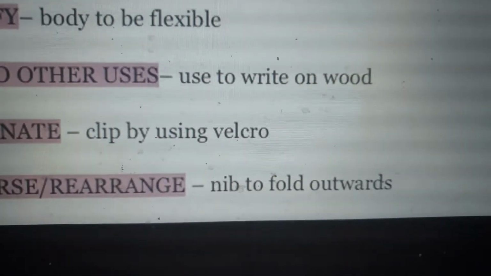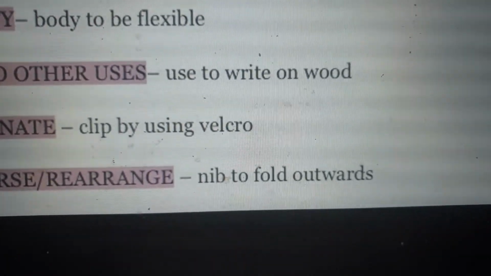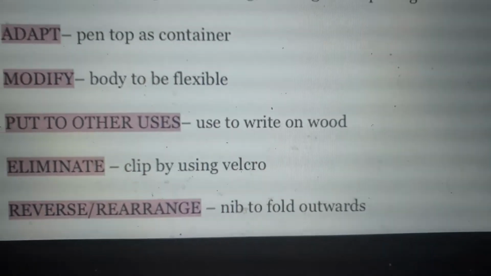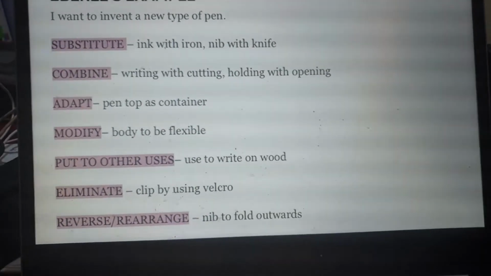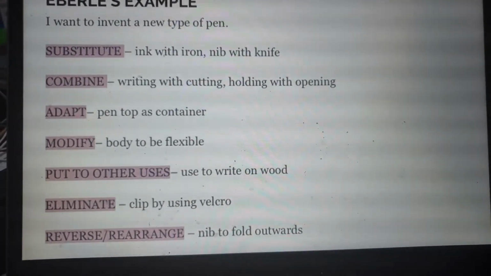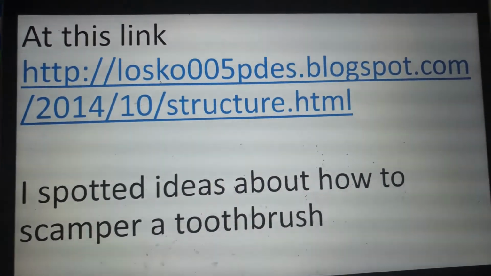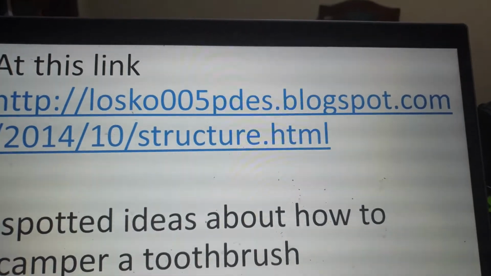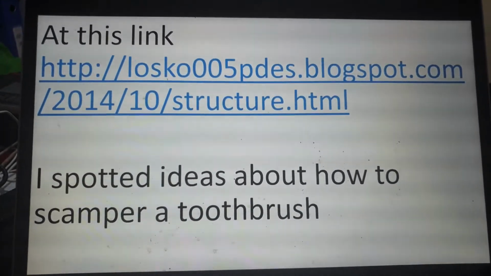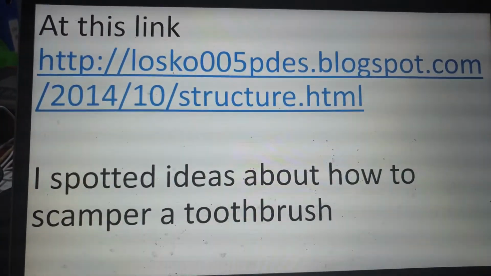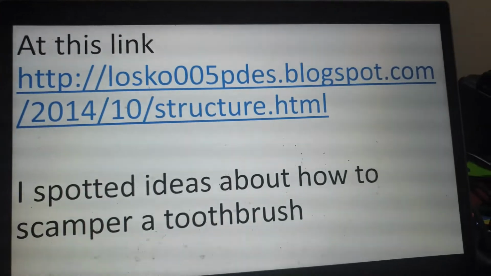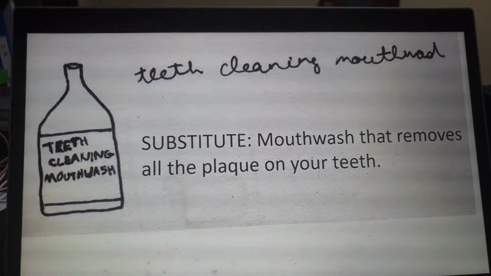Reverse or rearrange. So, nib to fold outwards. So you're talking of a pen. Pick a pen and see how you can scamper it. Come up with a new idea. Now, at this link, I spotted ideas about how to scamper a toothbrush. Get to this link and you'll get the following.